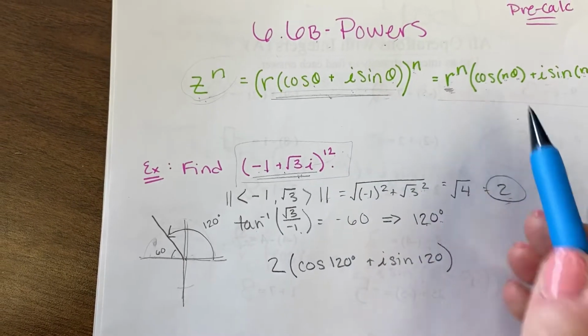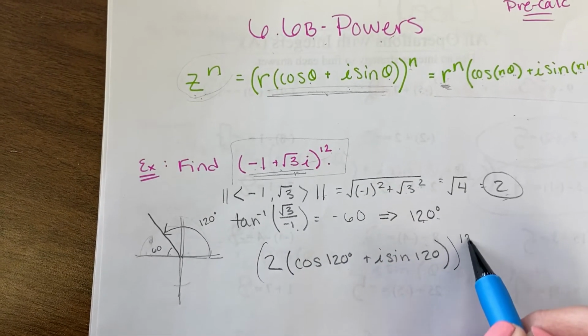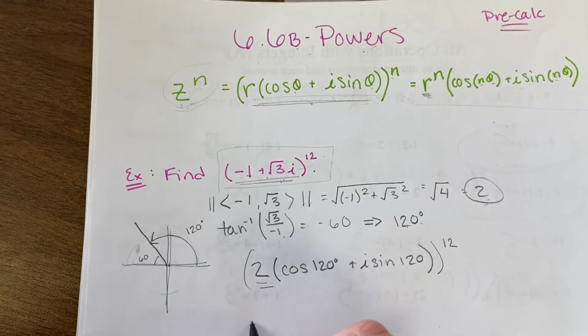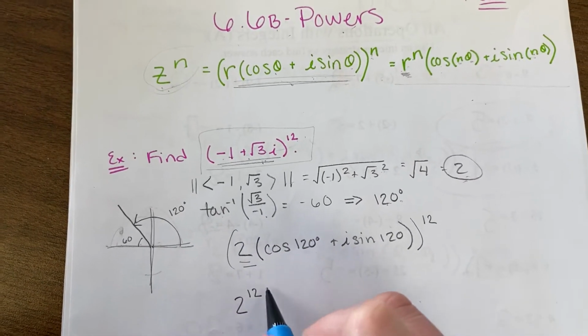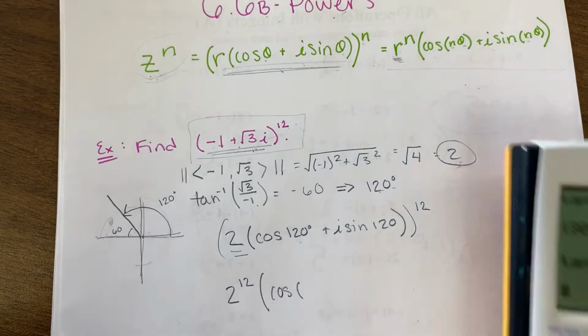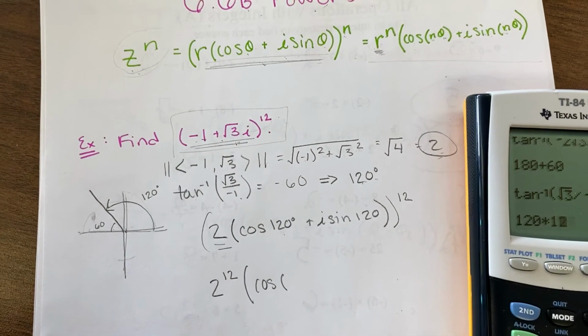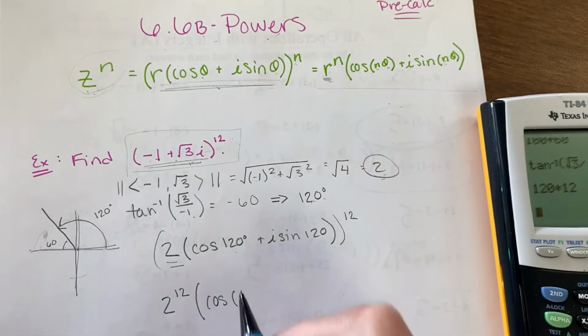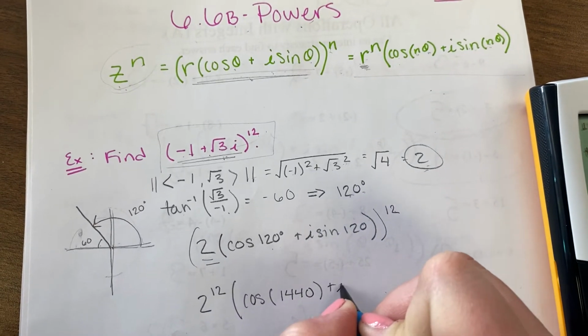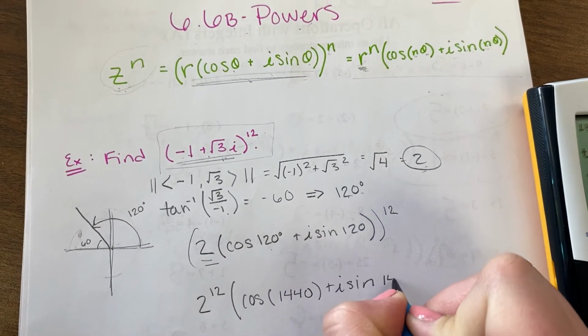Now I'm going to take the shortcut right here. Oh, by the way, we're taking this to the 12th power. So I'm just going to take the length to the 12th, and then cosine of 120 times 12, which is 1,440, plus i sine of 1,440.